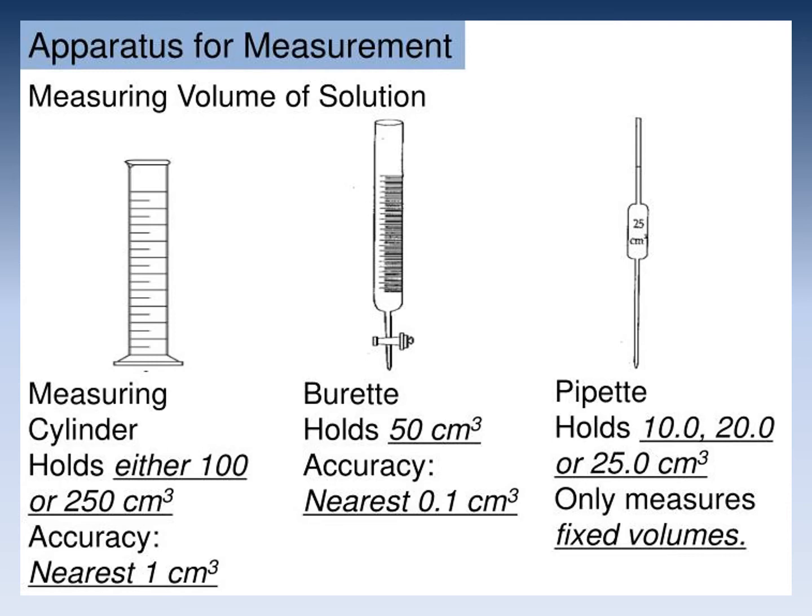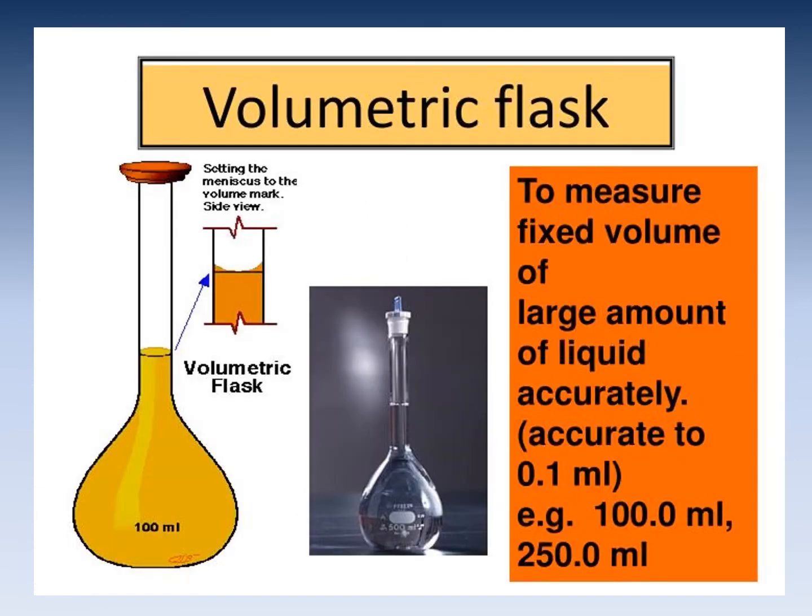The next is the burette that can hold 50 centimeter cube. That is graduated, and in this the liquid can be of 50 centimeter cube. Accuracy is nearest 0.1 centimeter cube. The last one is the pipette that holds 10, 20 or 25 centimeter cube, and that can only measure fixed volumes. And the next is the volumetric flask. The volumetric flask is used to measure a fixed volume of a large amount of liquid accurately, and it is accurate to 0.1 ml, for example 100 ml, 250 ml.